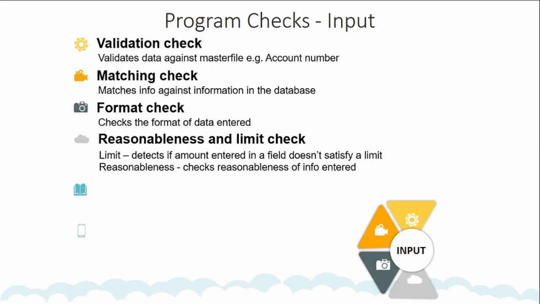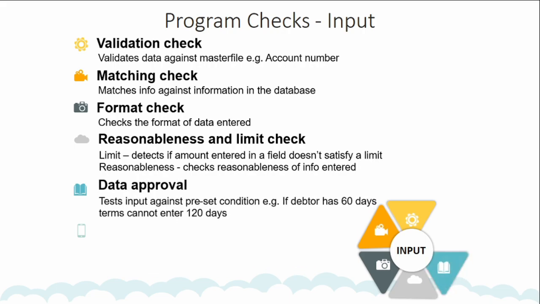Reasonability checks is where there's a specific limit to something. For example, you can only work 40 hours in a week. If you enter more than that hours worked in a week, the system will automatically reject that entry and say that that entry is wrong. So it's not reasonable for you to work more than 40 hours in a week.